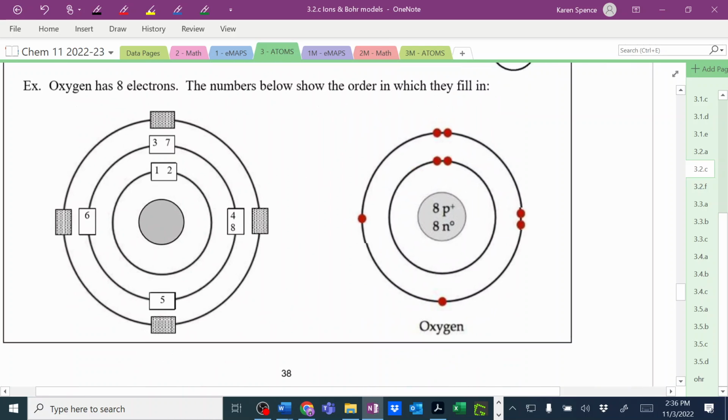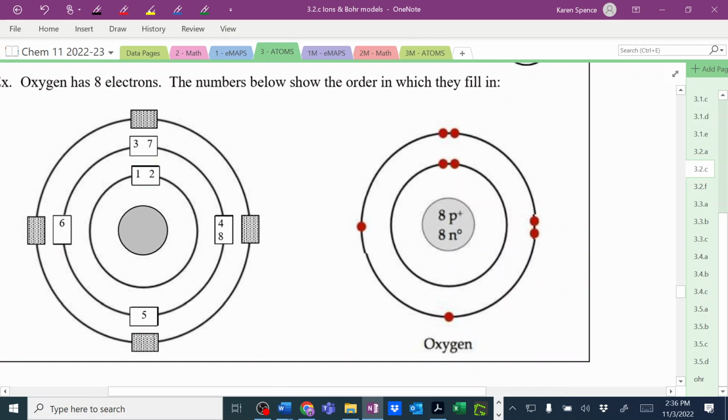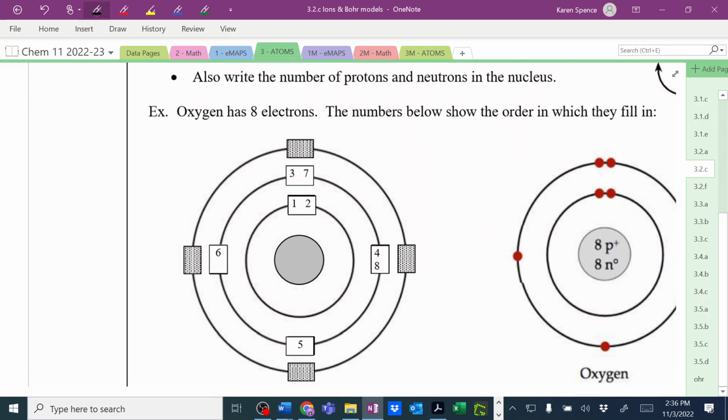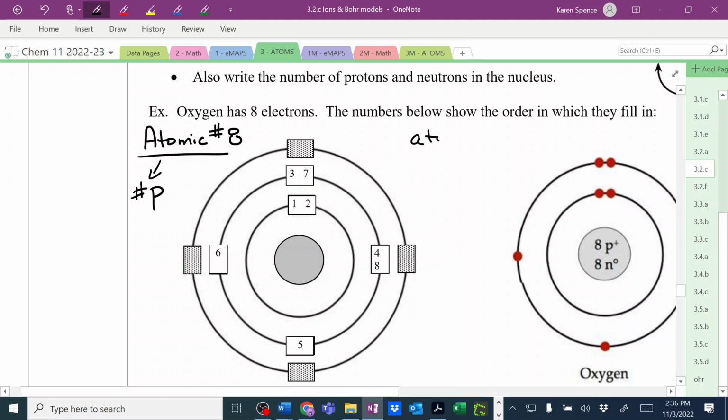So for example, here we have oxygen. And we would say oxygen is atomic number 8. What does that tell you? What does the atomic number tell you? It tells you the number of protons. And normally atoms are, what charge are atoms? Atoms are neutral, which means their charge is 0.